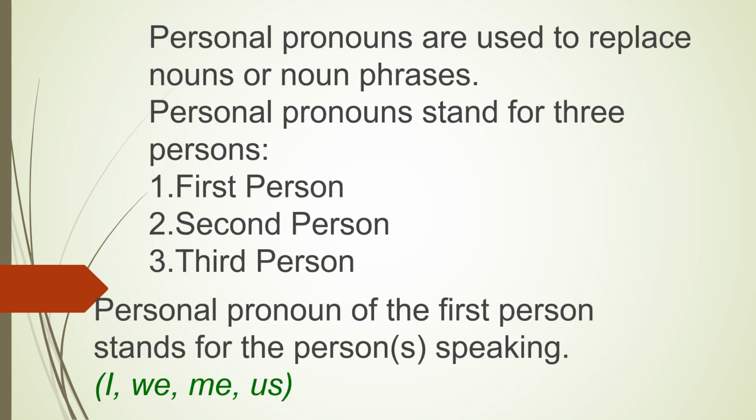Personal pronouns are used to replace nouns or noun phrases. Personal pronouns stand for three persons: the first person, the second person, and the third person. So the personal pronoun of the first person stands for the person or persons who is speaking. Example: I, we, me, us.